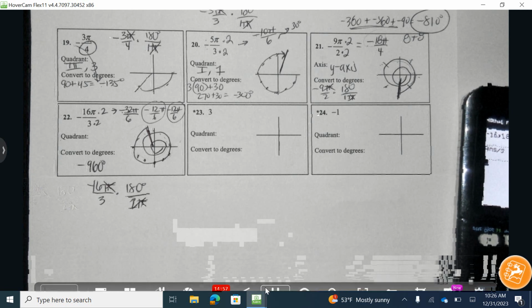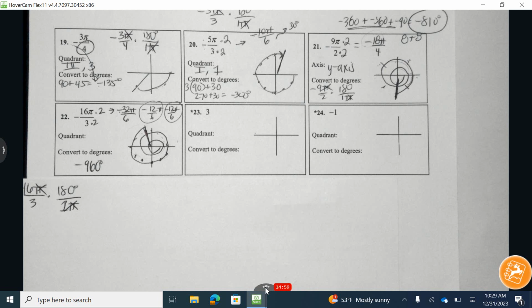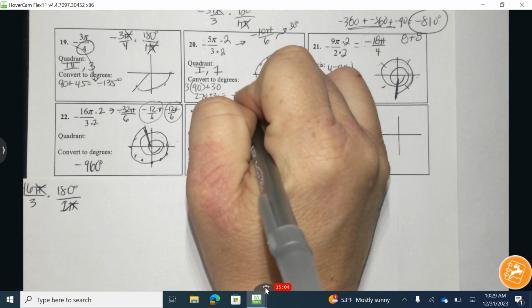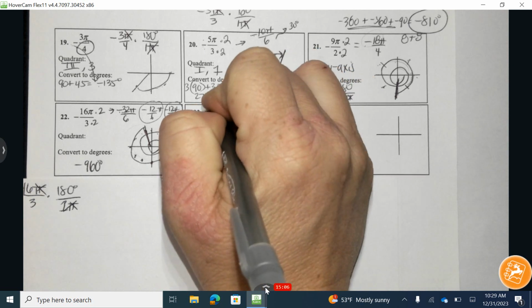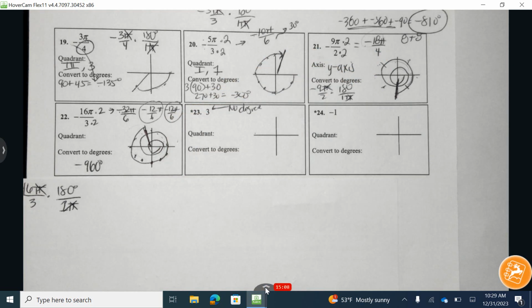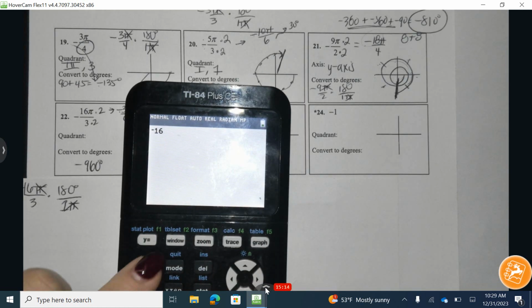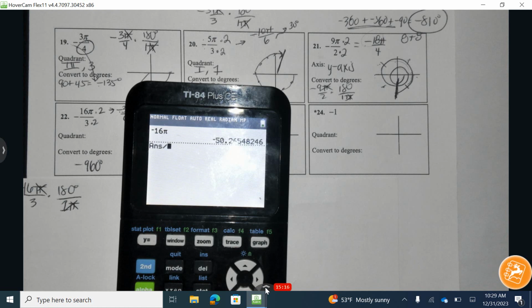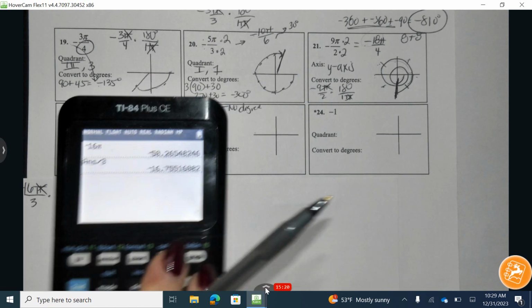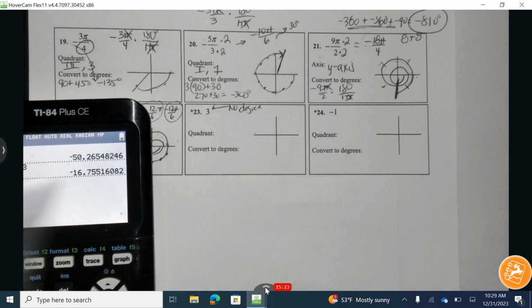All right, so here's a tricky one. Let's look at number 23. So number 23 is not a degree. So I'm just going to write no degree right now. This is not a degree measurement because we don't see a little degree symbol. So it's like we've already taken this portion. If I come back to 22 and did negative 16 pi, and I'm going to divide it by 3. So it's like we have a numerical value. We have a numerical value. So we need to figure out, where does this land?